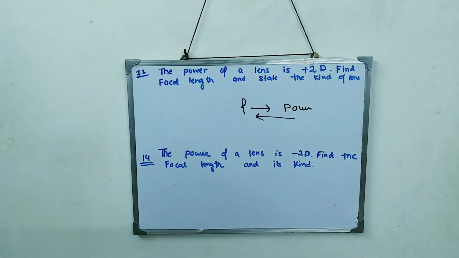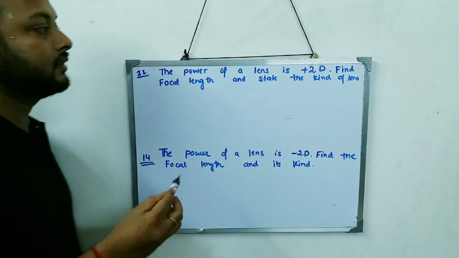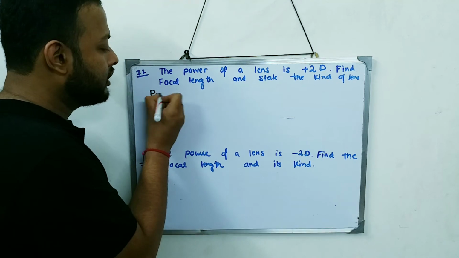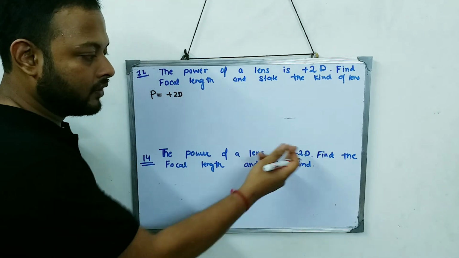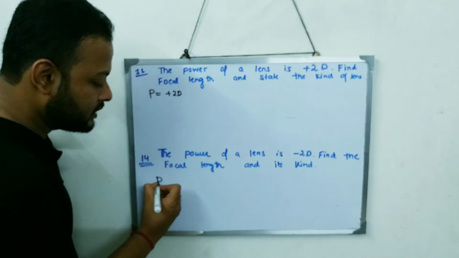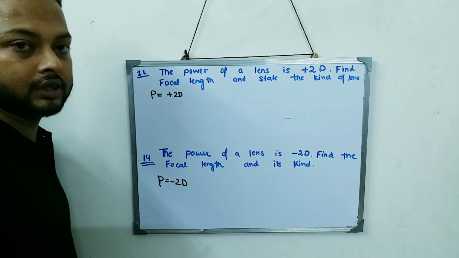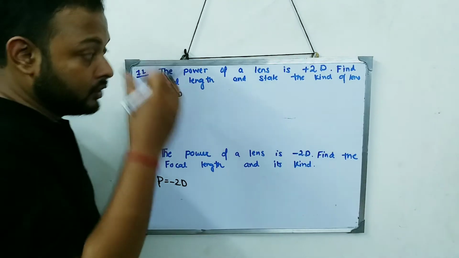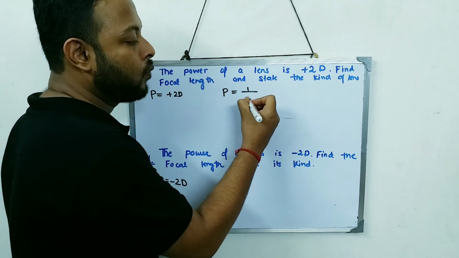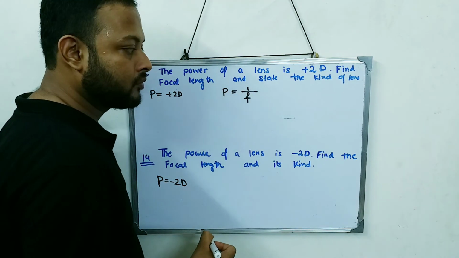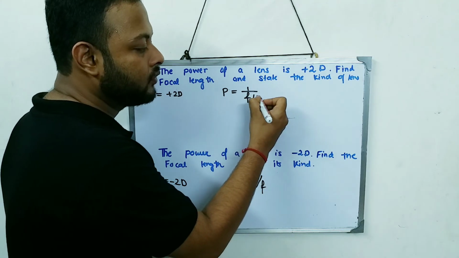Now, how will I find the focal length? Firstly, power is equal to plus 2 diopter. And over here, what is the power? Power is equal to minus 2 diopter, as it is written in the question. Use the formula: power is equal to 1 by focal length, and the unit of focal length is meter.